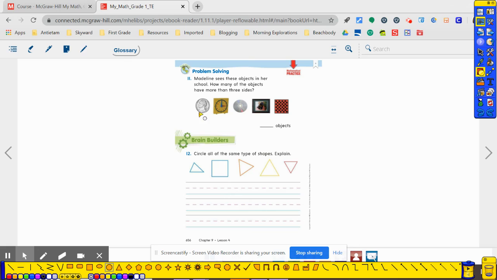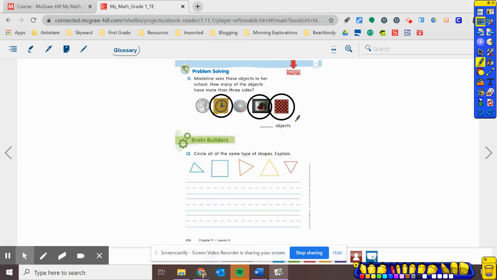Okay, let's see how you did. Well, this first one is a circle and has no sides, so we're not going to circle that. This clock I see has more than 3 sides. It has 4, so I'm going to circle that one. I see another circle that has no sides. I see this object has 4 sides and the checkerboard has 4 sides. Those all have more than 3. So now how many objects do we have circled? 1, 2, 3. So there is our answer, first grade.